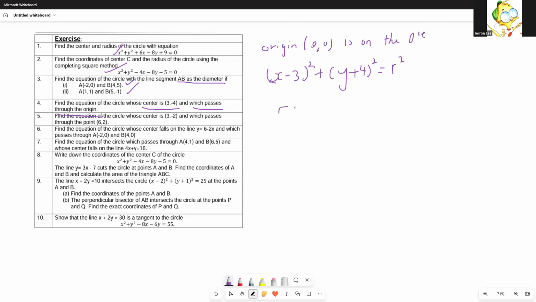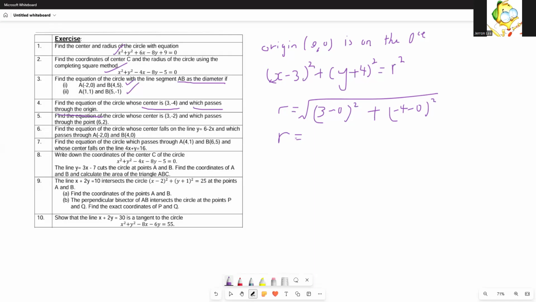So basically r is equivalent to the square root of, okay, and we're going to use the distance formula. So it's going to be 3 minus 0. Why is it 3 minus 0? Because it's x minus x, okay? And this is going to be -4 minus 0, okay? Everything is nice, so let's put it in. You will realize that your answer is actually square root 25, okay?